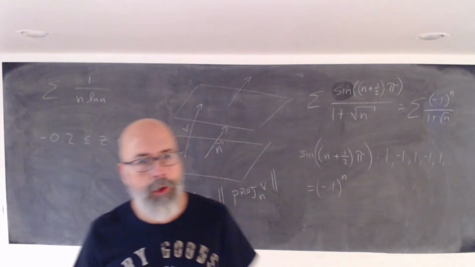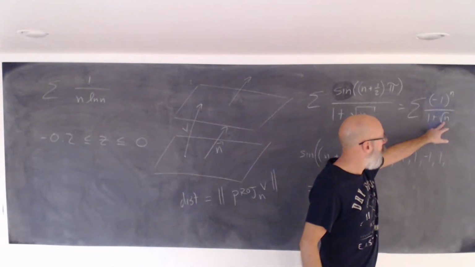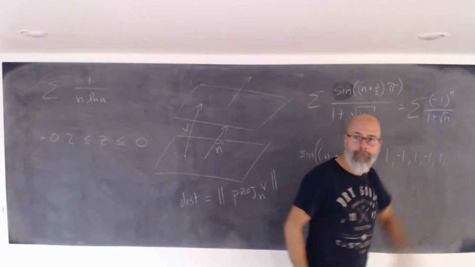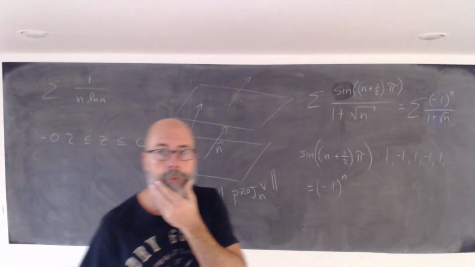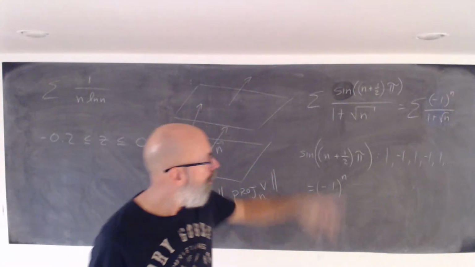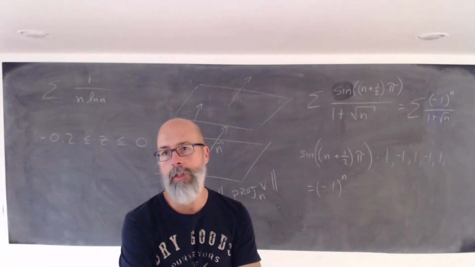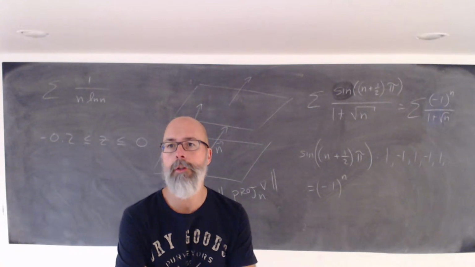It does not converge absolutely, and I'll let you test that. You can do a limit comparison with the series 1 over square root of n, but it does converge conditionally. It is an alternating series, and you can make sure that it satisfies the hypotheses of the alternating series test, and you get conditional convergence.